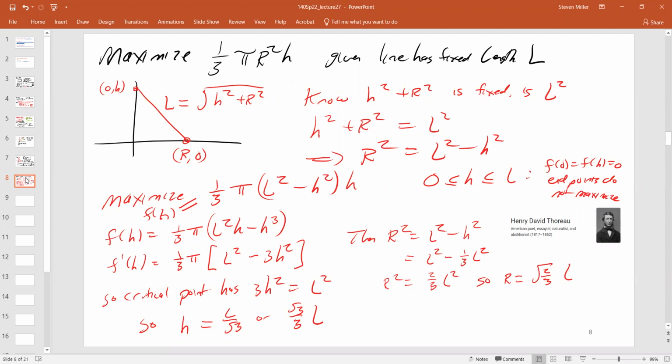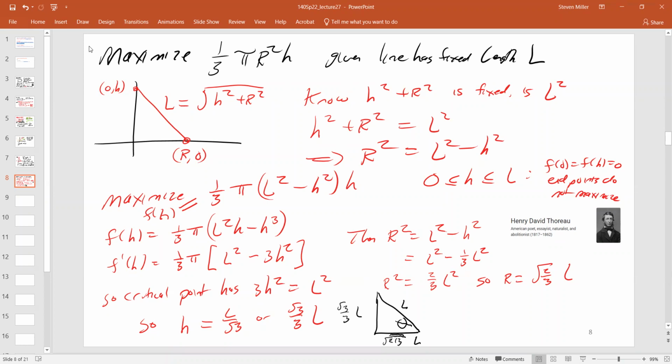Okay, so now let's see what kind of triangle we get. So this would be L. R would be root 2/3 times L. And this would be root 3 over 3 L. So if I call this angle theta down here, it's total theta.